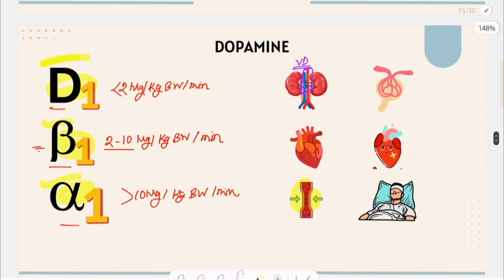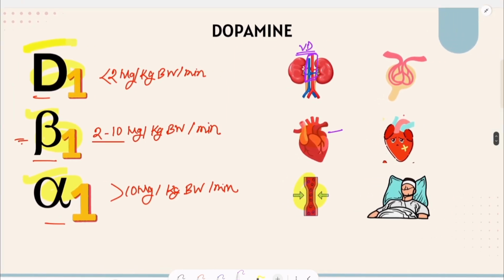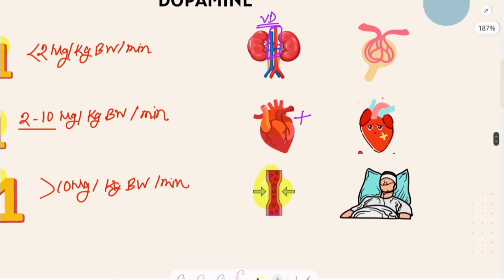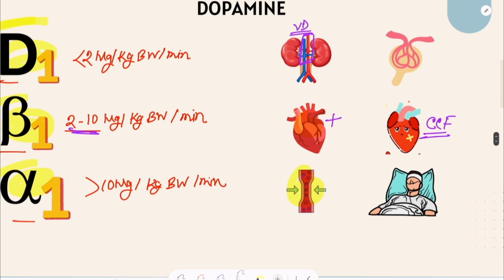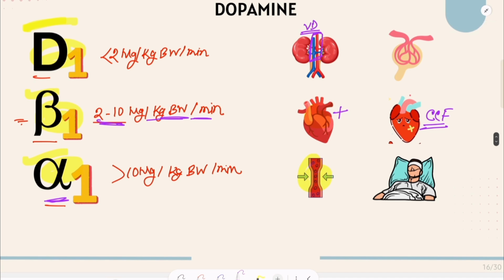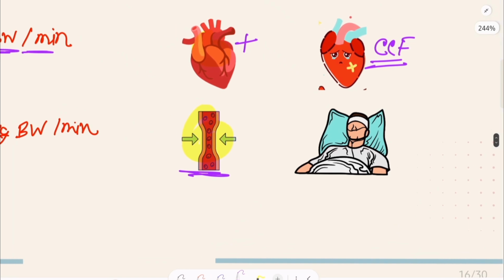Dopamine stimulates beta 1 receptor, meaning it will stimulate the heart. In which condition do we want to stimulate the heart? Yes, we want to stimulate the heart in congestive cardiac failure. So dopamine is used in congestive cardiac failure. And the dose of dopamine will be 2 to 10 microgram per kg body weight per minute. Now, dopamine can also stimulate the alpha 1 receptor, which causes vasoconstriction. In which disease do we need vasoconstriction? Yes, we need vasoconstriction in patients with shock.